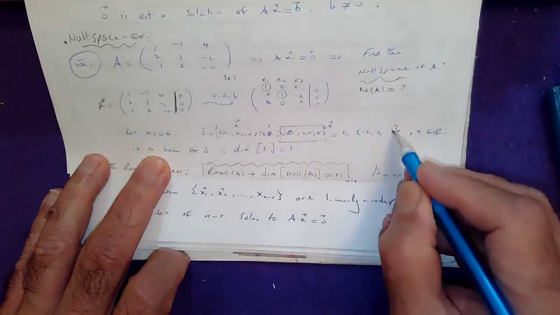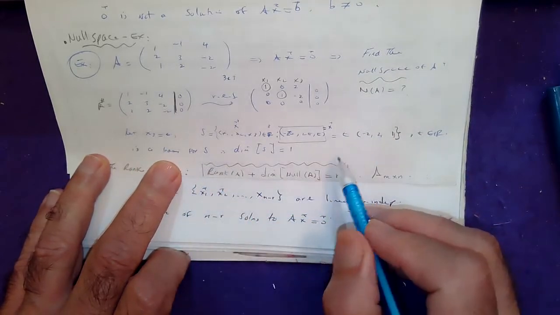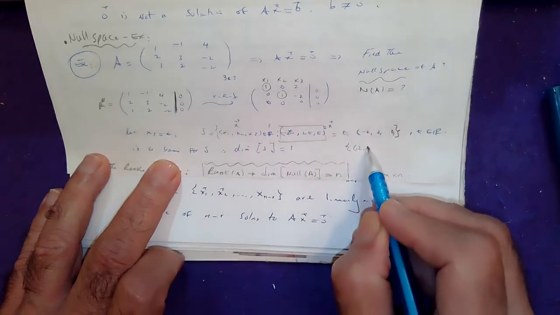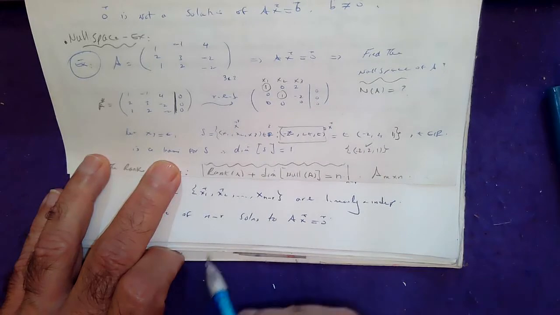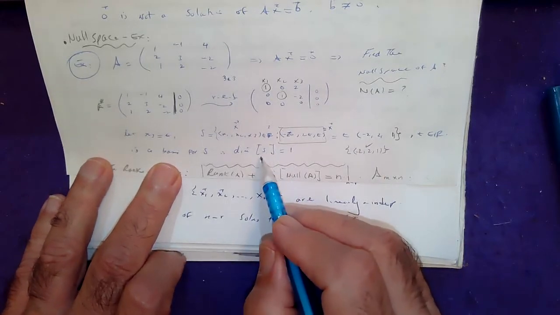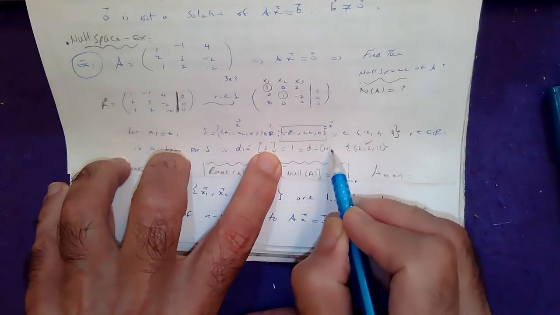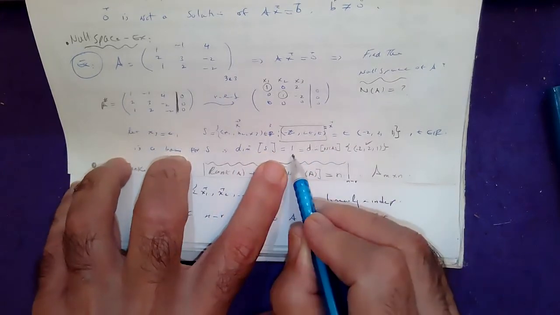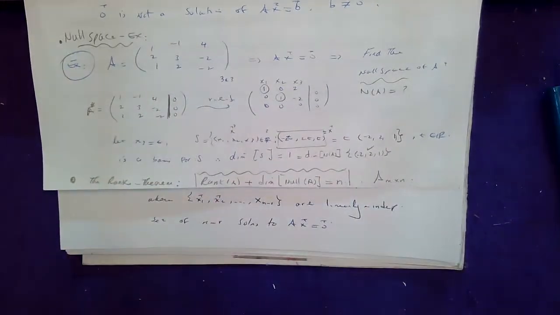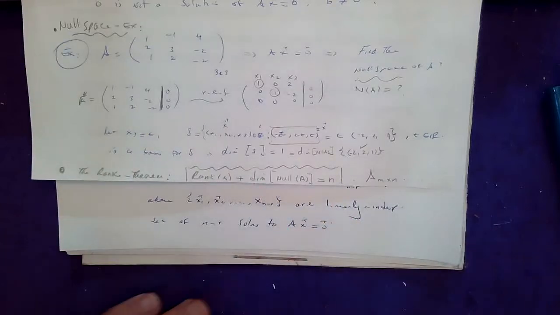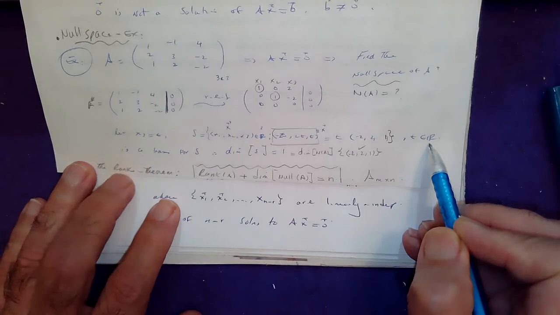So a basis for the null space consists of this vector only. Therefore, we only have one linearly independent vector. So the dimension of the null space, which is the same as the dimension of the solution space, is equal to 1, not infinity, just 1, because you only have one linearly independent vector in the basis of the null space. Everything else is just a scalar multiple. Remember, t is a real number.